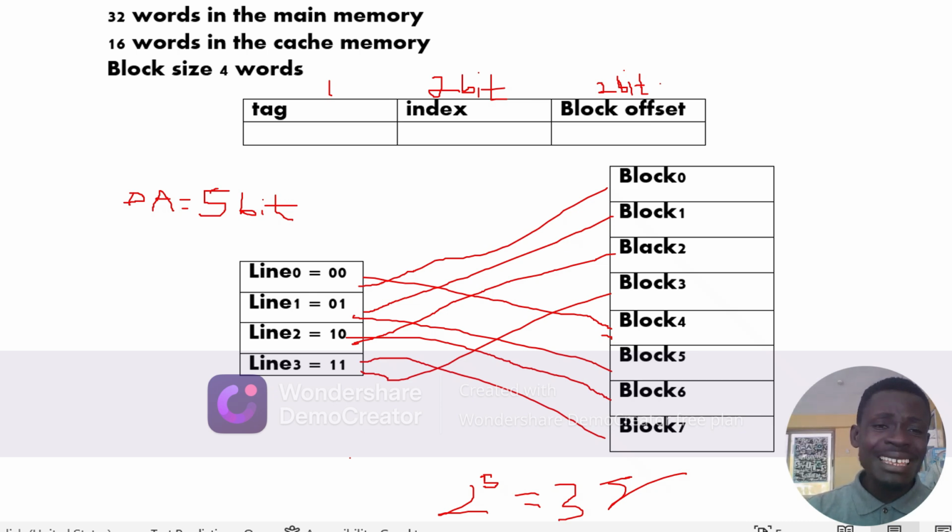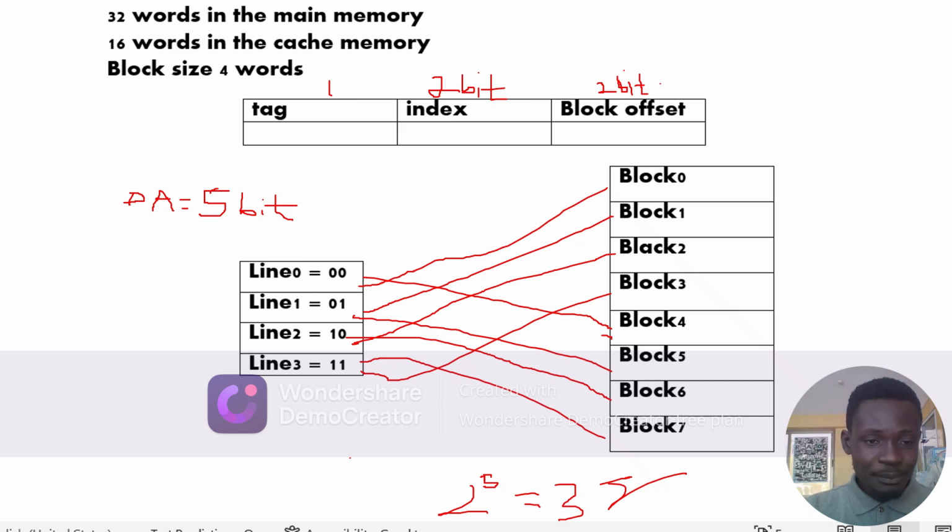So the tag here, this 1 byte, will help us know the specific block it contains. So this block contains what block? It contains block 0, then block 4. So this tag will let us know that the address that we are looking for is inside block 0 or block 4. After this, the index has directed us to the line.